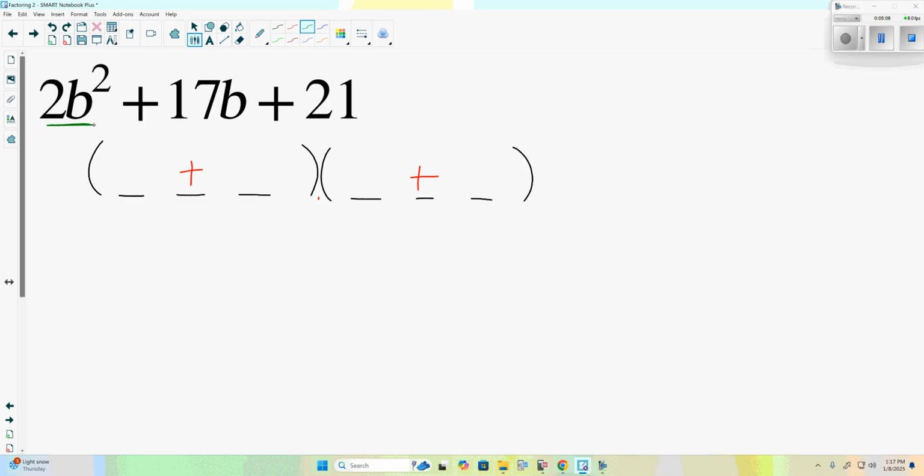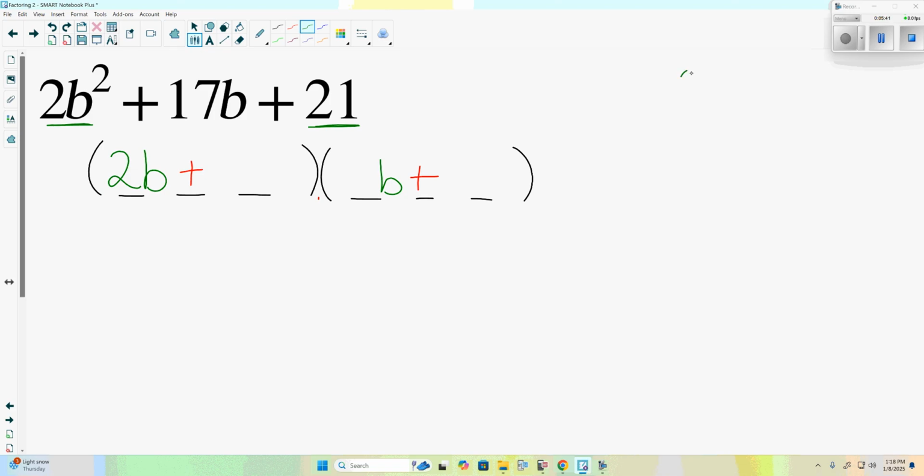Now we need to find the factors of the first and third term. Doesn't matter which one we look at first. If we look at 2b squared, the b squared term, the only factors for it are b and b. Factors of 2 are 1 and 2, 2 and 1. Really doesn't matter where we put it at this point. We're going to stick a 2 in front of one of them, 1 in front of the other. So we get 2b and b. Questions on this so far?